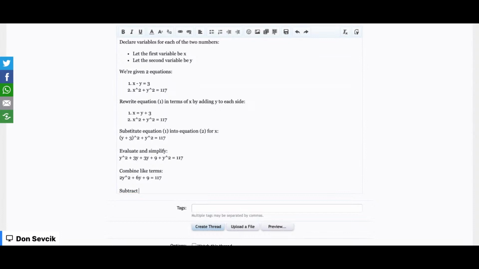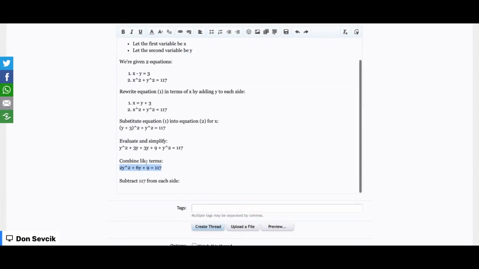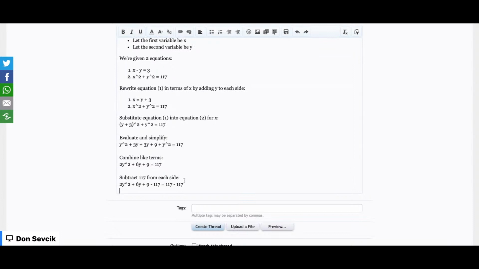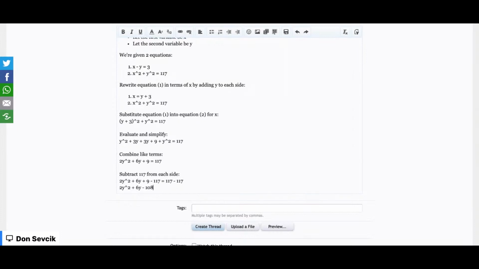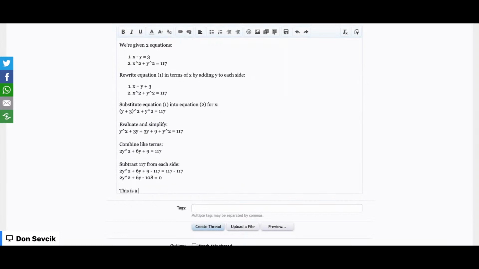Subtract 117 from each side. 9 minus 117 is negative 108. So we've got 2y squared plus 6y minus 108 equals 0. This is a quadratic equation. By now, if you know about quadratic equations, you'll know that there's a formula to solve for them. I am on another screen on the Math Celebrity site to solve for this, to get the answers.